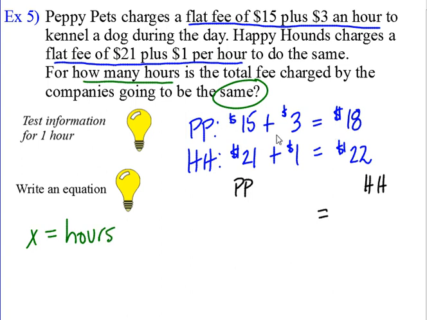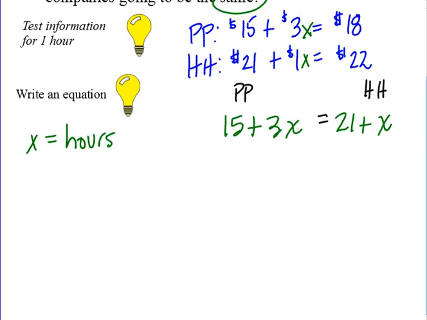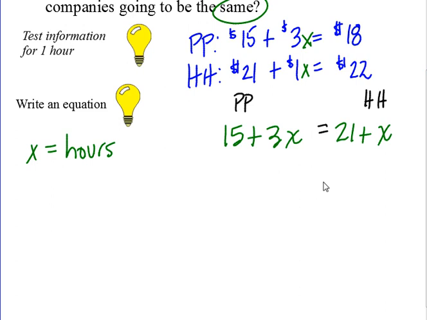So when we look at what we've written for 1 hour here with $15 as a flat fee, $3 an hour, we're going to put our x there because that's what's going to change. So we will have 15 plus 3x on one side. For Happy Hounds, the $1 is what's going to change. So 21 plus, and we'll just list it as x. So now we're going to go ahead and solve this equation. 15 plus 3x equals 21 plus x to find our common hours.